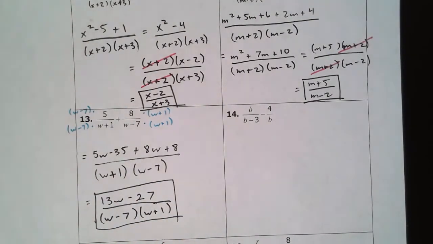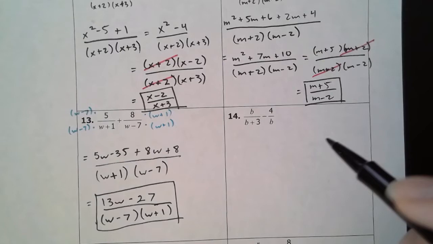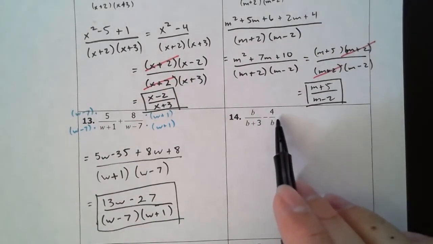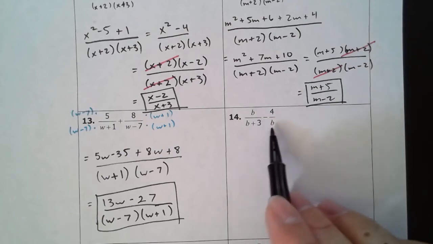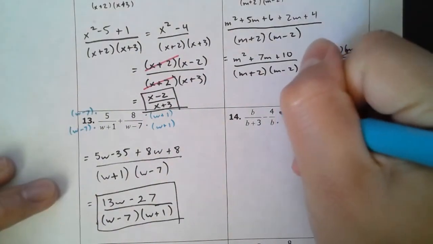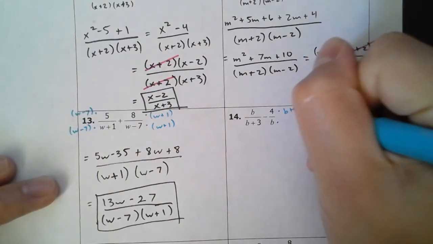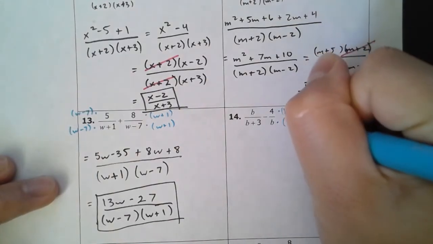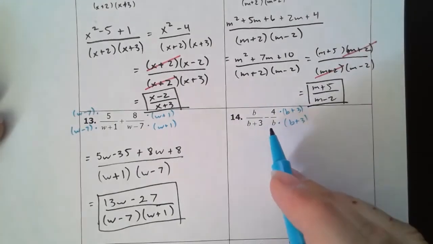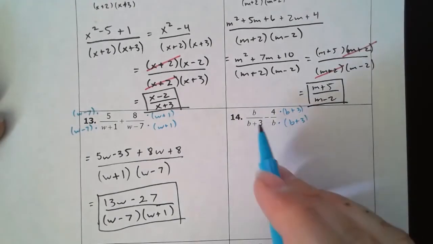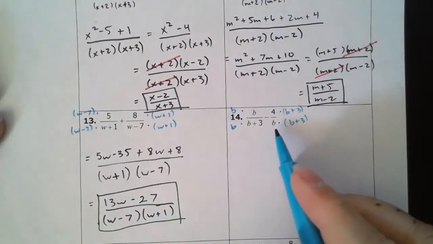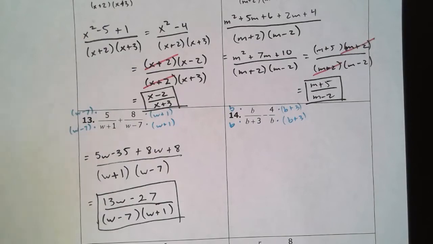Number 14, similar case to the previous one. There's nothing you can really do to factor or simplify first to try to get both terms. So you're going to do the same thing. You're going to have to multiply top and bottom here by b plus 3, because that's what I have here in this denominator. And similarly, because this is going to give me b squared plus 3b, you're going to have to multiply top and bottom here by b, what's in the other denominator. That's going to give you the same expression.